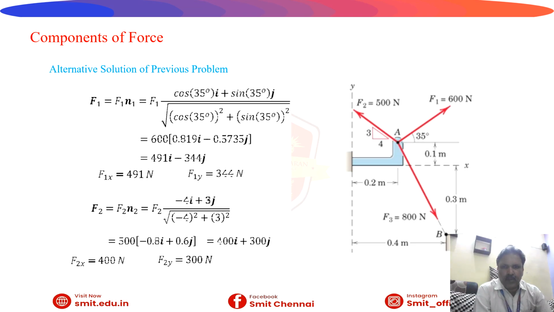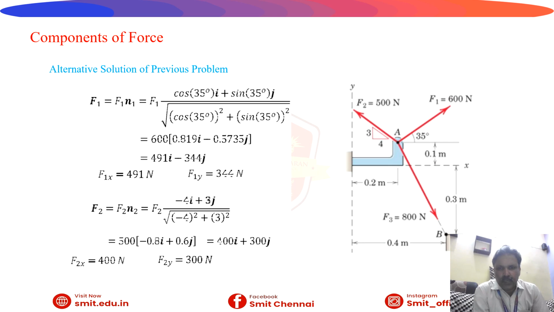Then an alternative solution for the previous problem, in the vector method. As I told in the previous slide, in vector form, the first rule we applied, v cos theta i plus v sin theta j, like that we have to use here also. That is F1. Again the unit vector lambda formula we have to utilize here: cos 35 i, F1 is nothing but 600 only, 600 should be taken common, divided by the denominator: just square the values, add them and take the square root. Again the same thing, but here it is different.